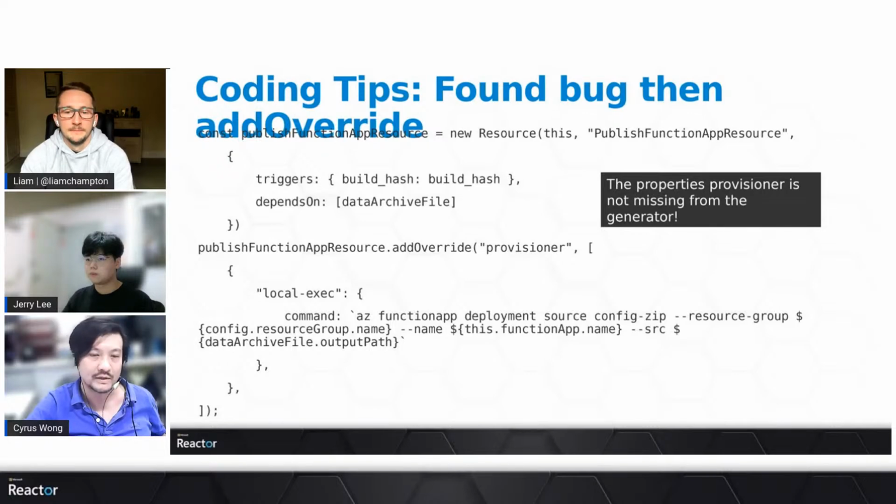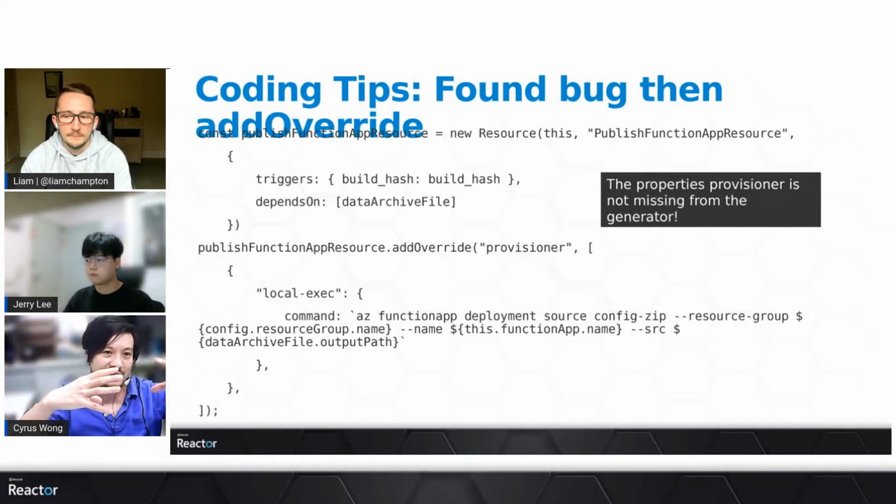For example, this is something very common. You want to use null resources to run some command in CDK-TF. You will find that the generator will not give you access to this API called local-exec, to run a command. Then you just override it. If you find anything that has a bug or is not supported, just do add override. It will work, since it lets you touch the low-level JSON format and modify the JSON directly. This is another tip.